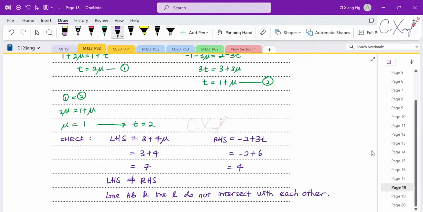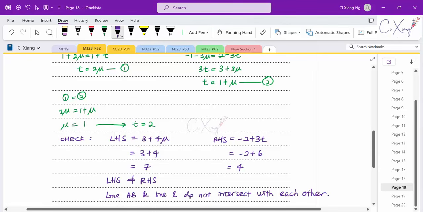So this is how we prove it. In fact, these two lines are actually skew. They don't touch each other at any single point. All right, then now let's proceed to part number B.